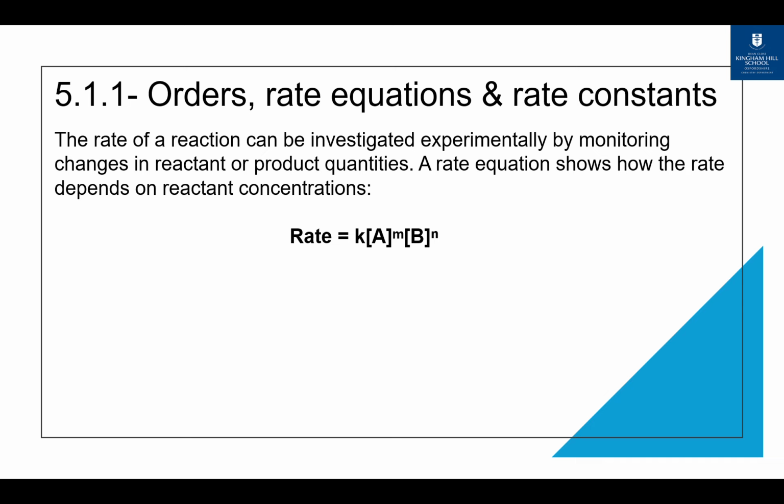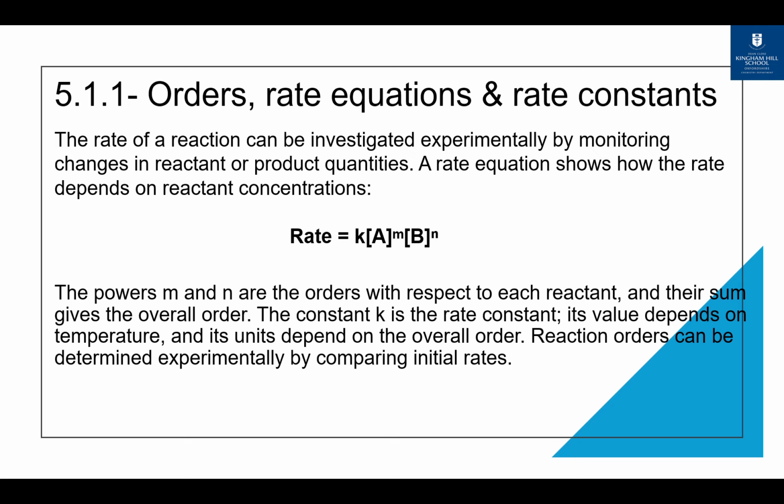The rate law expresses the rate of a reaction as proportional to the concentration of each reactant raised to a power. We can see it's M and N. The power of each reactant in the rate law is the order of reaction with respect to each reactant, and the sum of the powers of the reactants in the rate law is the overall order of the reaction. The proportionality constant in the rate law is called the rate constant. The value of this constant is temperature dependent, and the units reflect the overall reaction order.